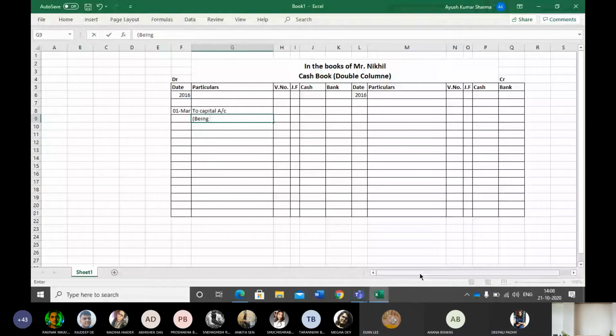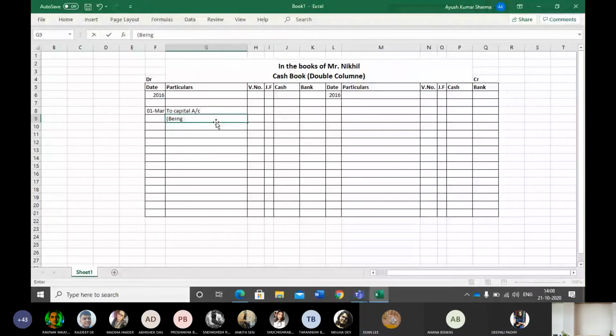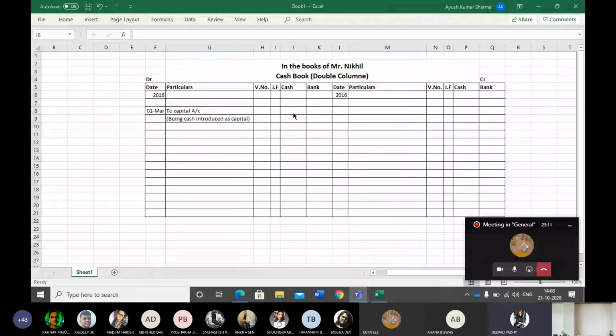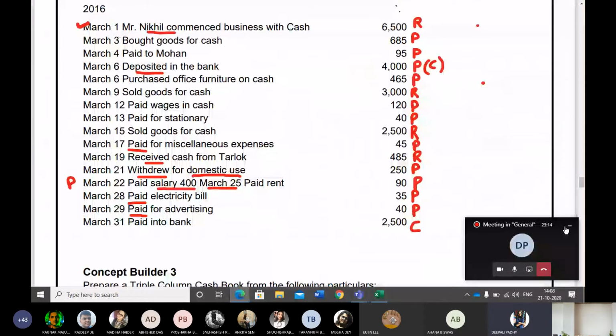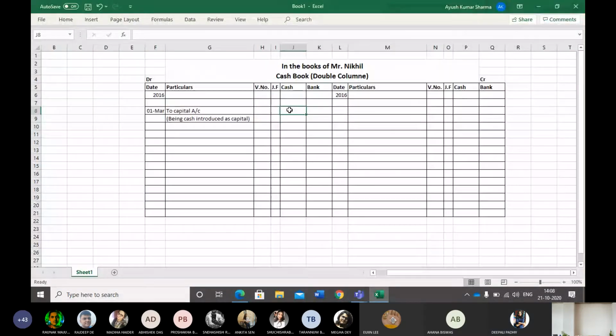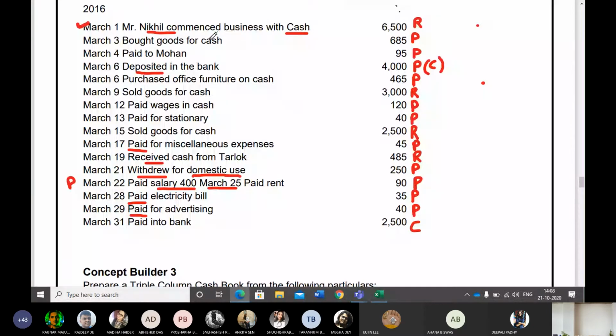Being cash introduced as capital. The amount was 6,500. Where do we have to write it? It was cash brought in, so we'll write in the cash column. 6,500. Then the next transaction, bought goods for cash.